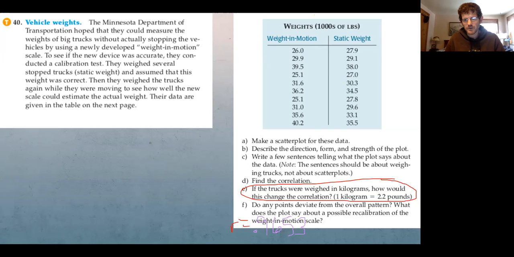And do any points deviate from the overall pattern? What does the plot say about a possible recalibration of the weight and motion scale? Does it seem like we could just do a recalibration and get the data points to align a little better? I might just answer this one real quick.